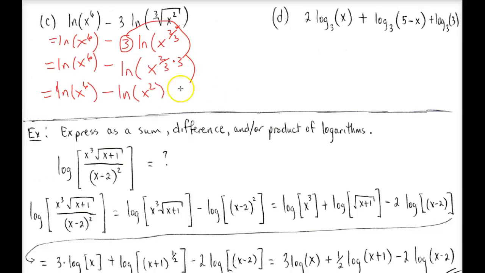And then from that point, we know that natural log of something minus natural log of something else can be rewritten as natural log of that something divided by the something else. And of course, x raised to the 6 divided by x raised to the 2 just ends up being x raised to the 4. And so natural log of x raised to the 4 would be the simplest form that it could be in.